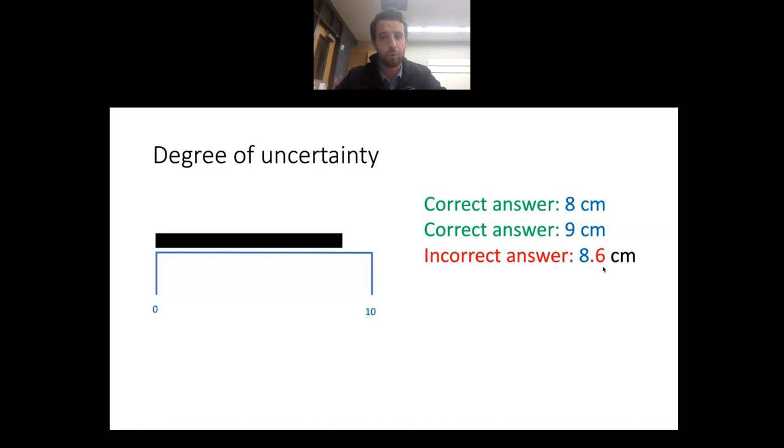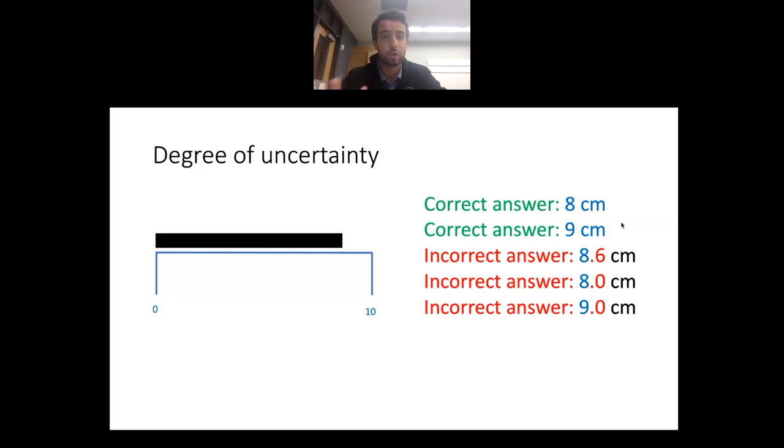We can't say both the 8 and the 6 because there's not enough data here to even say the 8. 8 and 9 are uncertain numbers, so we can't have two uncertain numbers. 8 and 6 cannot be our two uncertain numbers. Same thing with 8.0, same thing with 9.0. Again, we have two uncertain numbers. We're only supposed to have one in our measurements.